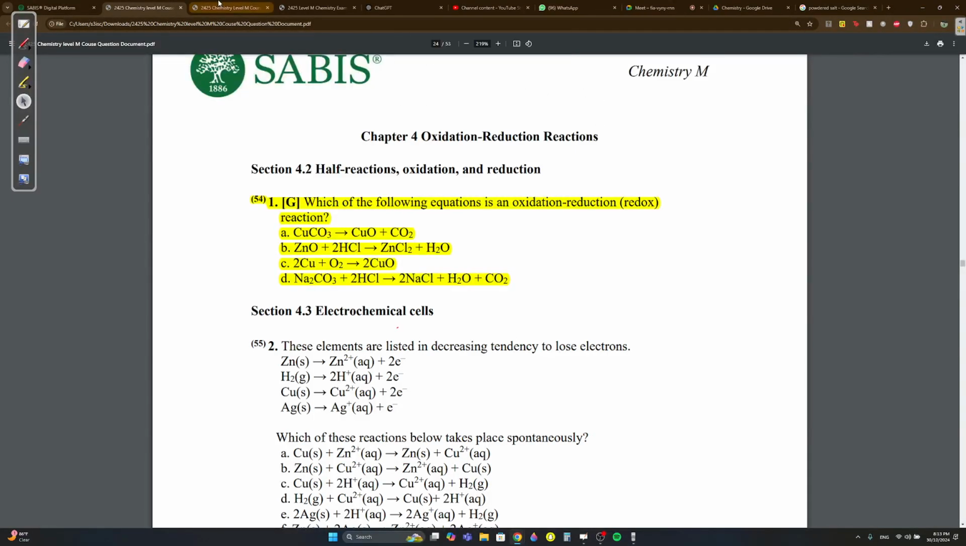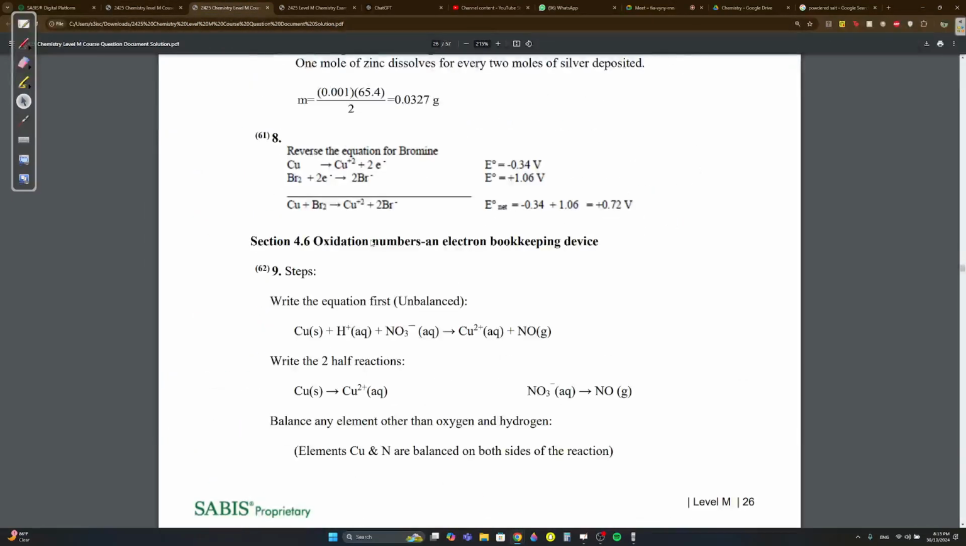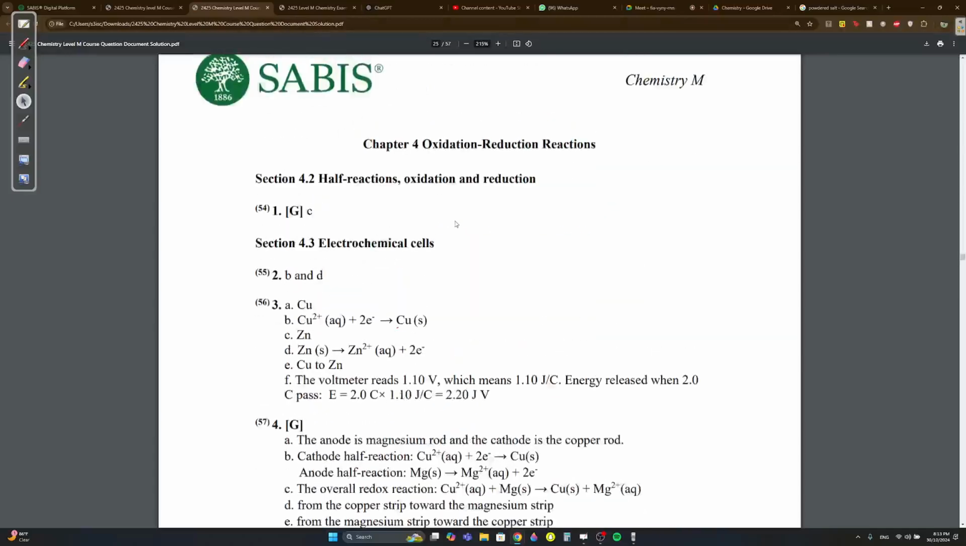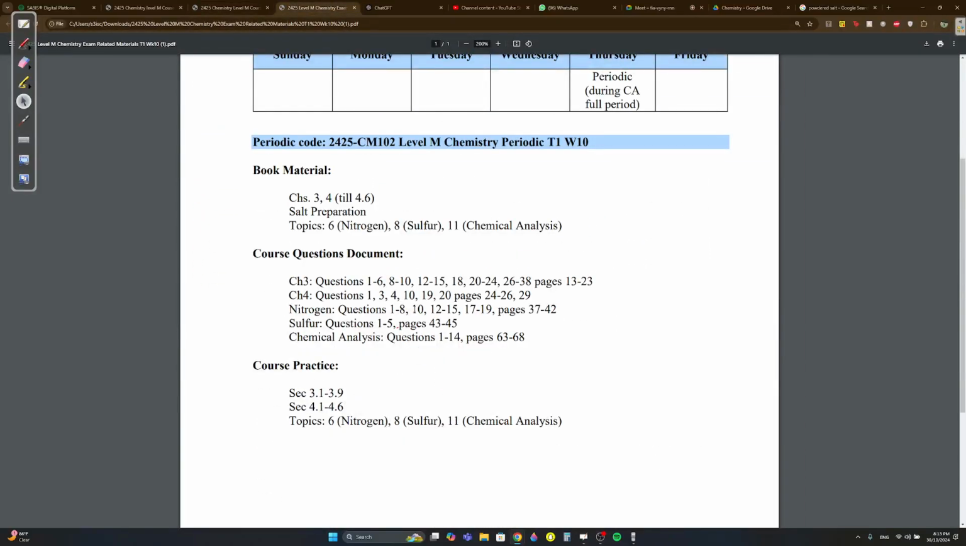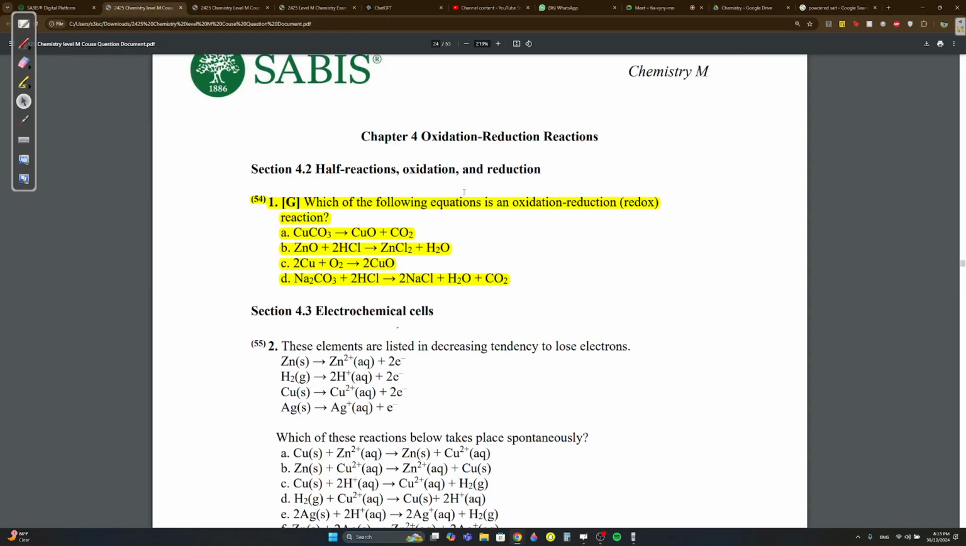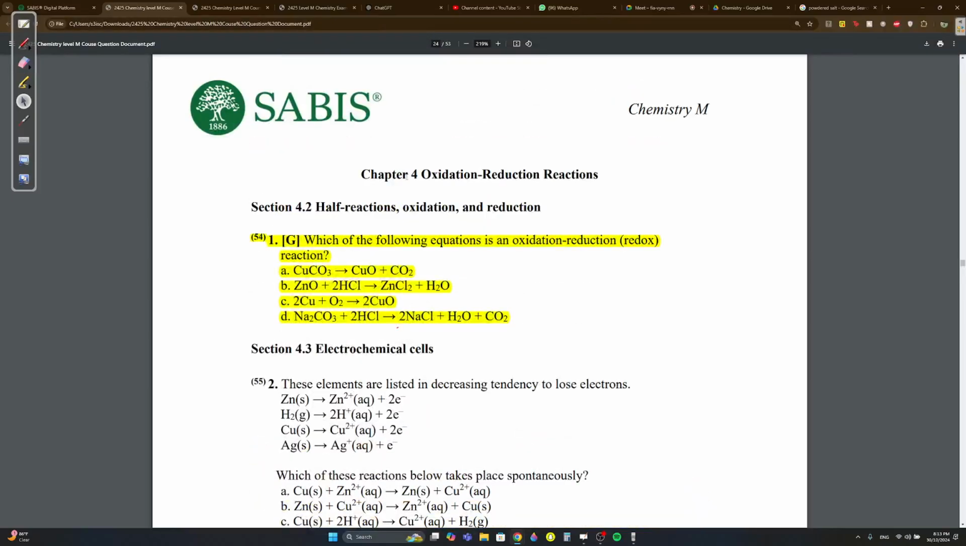Okay, chapter 4, oxidation, reduction. You have 6 questions. Okay, let's actually do this. Fast. Question 1: which of the following is a redox reaction?